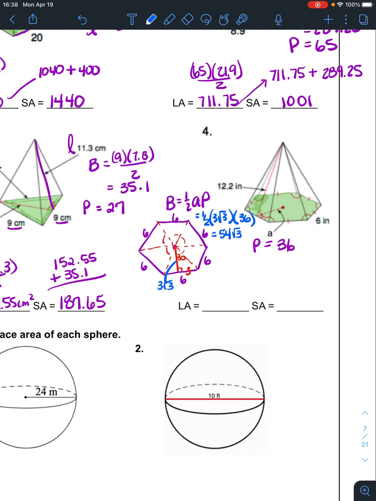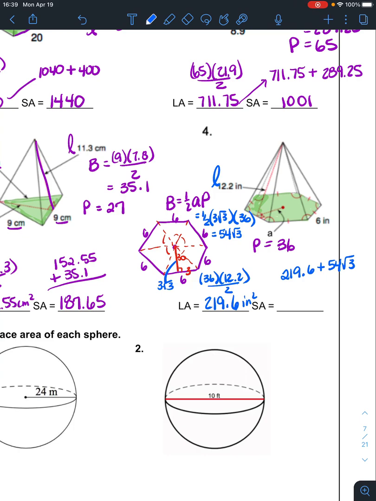Now, my lateral area, so now we've done everything. Oh, I need my slant height. I got my slant height, it's 12.2. So my lateral area is my perimeter times my slant height over 2 because the formula says so. So I multiply those together and I get 219.6. And that's inches squared. Then your surface area, you would take that 219.6 and you would add one base, that green. So if it asks you to leave it in exact form, you would leave it like that.